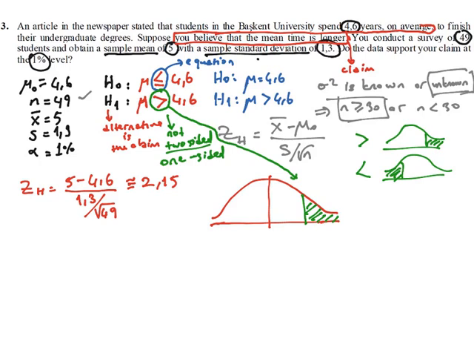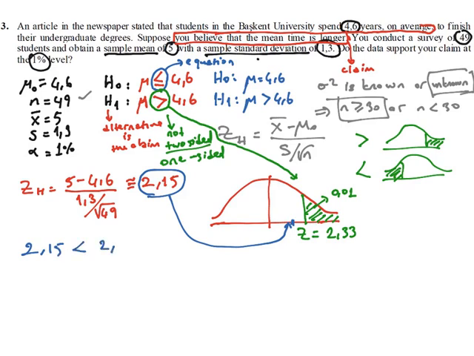So we need to find a z value, which is alpha is here. So if you look at the z table, you will see that this z value is 2.33. So now we can say that this value falls where? Falls somewhere here, not in the rejection region. So that's why this 2.15 is less than 2.33. Decision is H0 cannot be rejected.